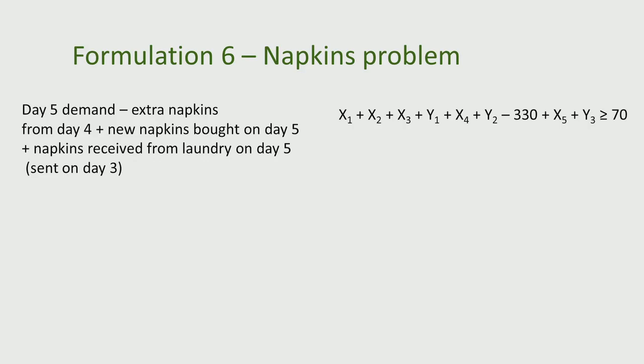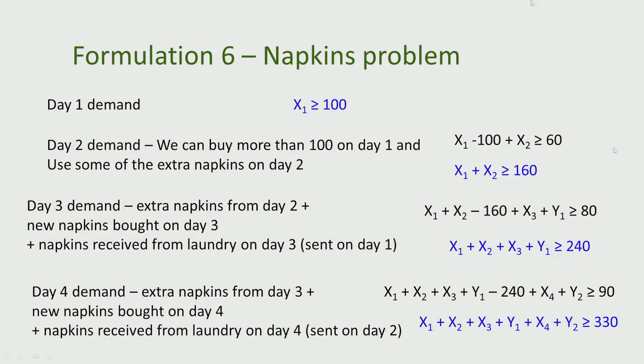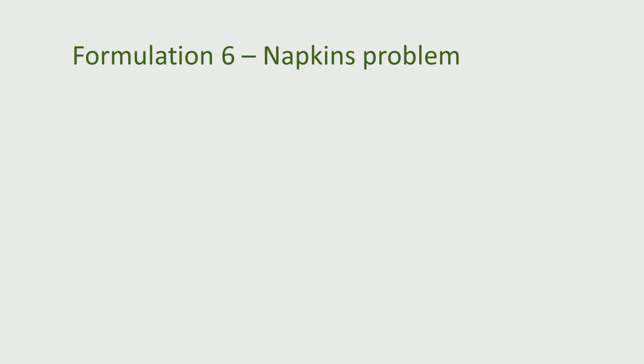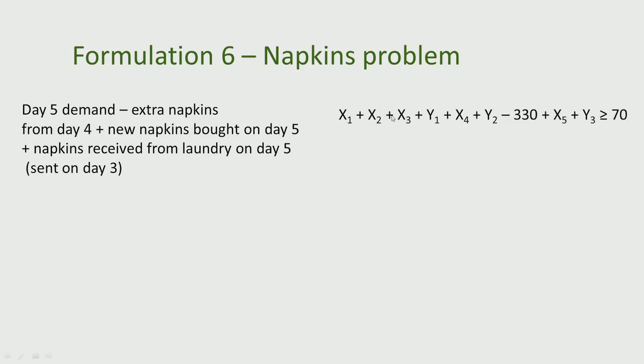So, we could go back to the previous one and say that now this is the day 4 constraint. So, x1 plus x2 plus x3 plus x4 plus y1 plus y2 minus 330 are the extra napkins carried from day 4 to day 5. This long expression is what is carried from day 4 to day 5.